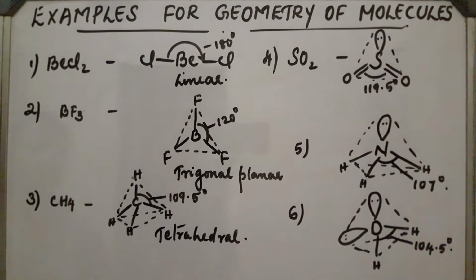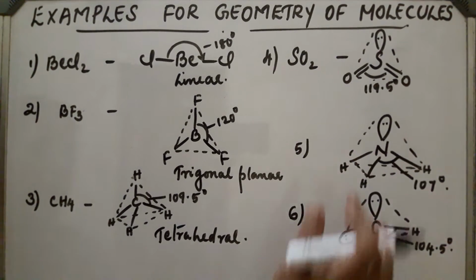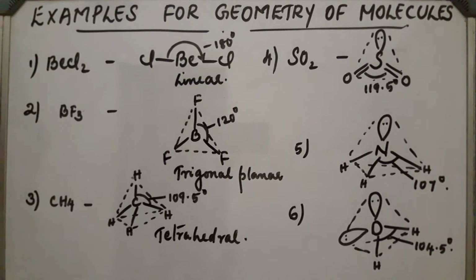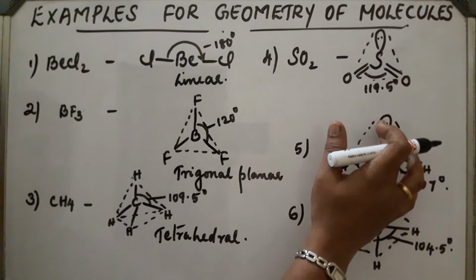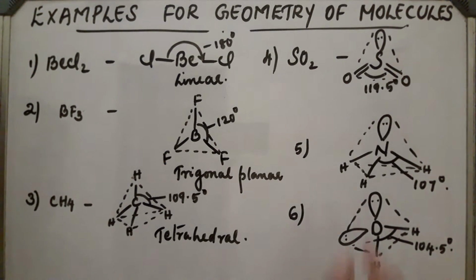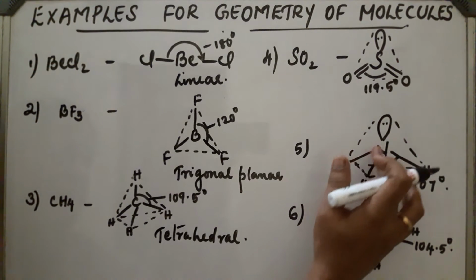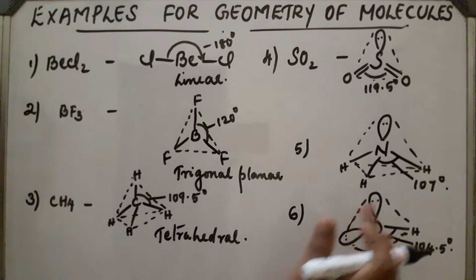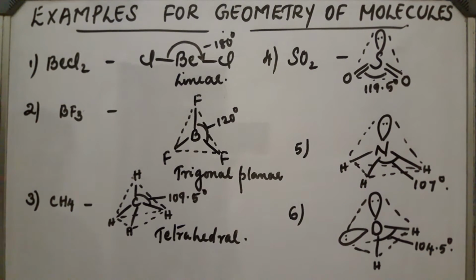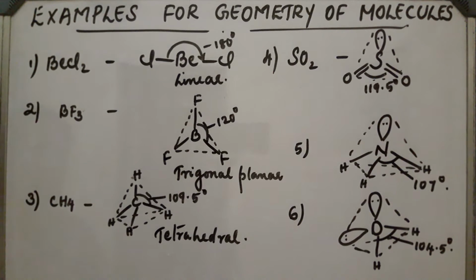Next, fifth one is ammonia. In this case also, nitrogen is the central atom. It contains a lone pair of electrons. Actually, the shape will be tetrahedral. But due to this lone pair, it occupies more space and lone pair-bond pair repulsion is high. So the HNH angle, or bond angle, is reduced from 109.5 degrees, which is the actual tetrahedral angle, to 107 degrees.